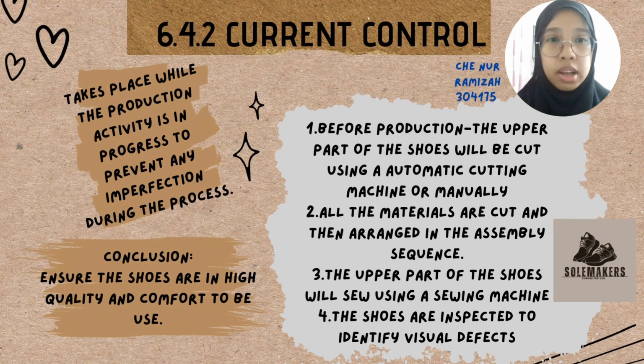First, before production, the upper part of the shoes will be cut using an automatic or manual cutting machine. After that, all the materials will be cut and then arranged in the assembly sequence. The upper part of the shoes will be sewn using a sewing machine. Lastly, to identify any visual defects, the shoes will be inspected. Current control can ensure the shoes are of high quality and give comfort to the customer to use for a long time.